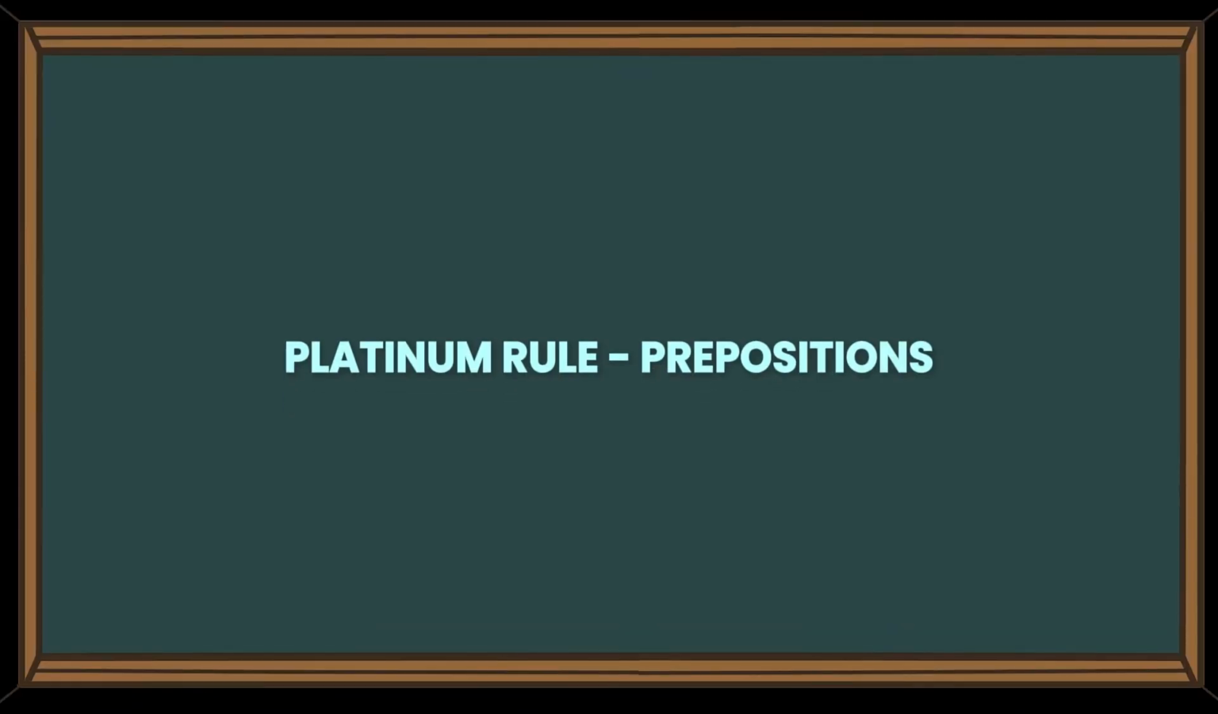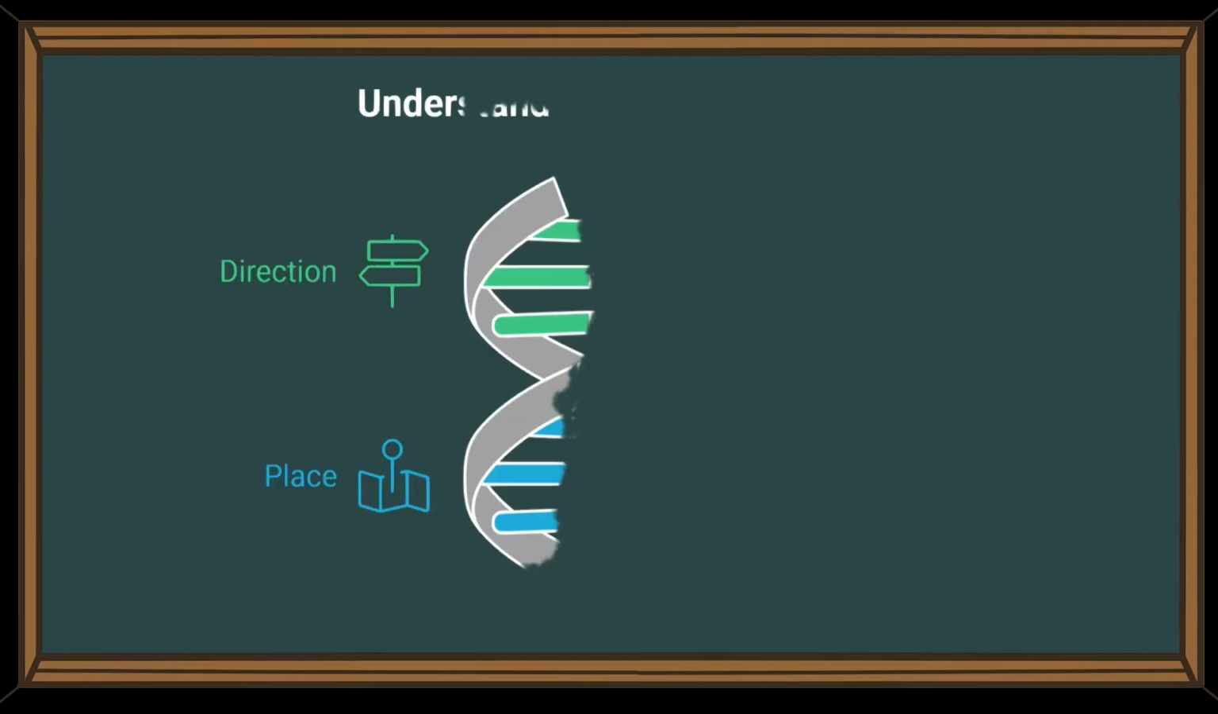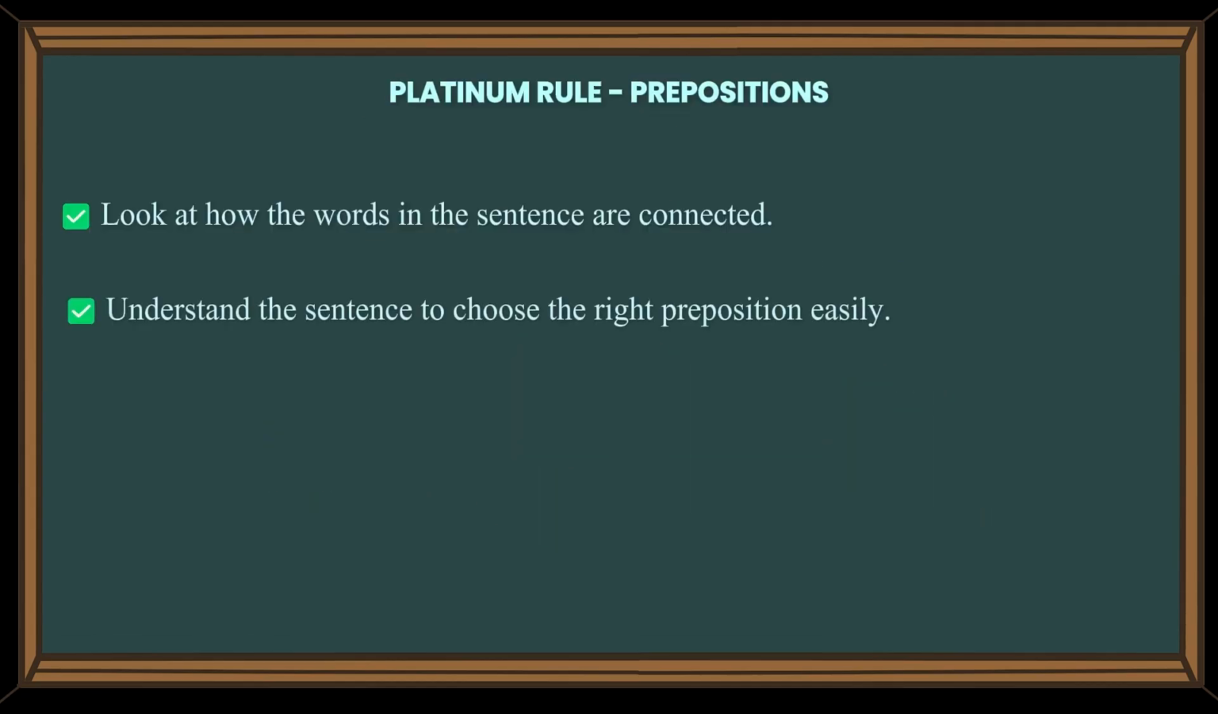The first thing that you need to do is to look at how the words in the sentence are connected. I don't know why some people find this a little difficult, but trust me, it is not that complicated. Prepositions basically help us talk about things like direction, time, place, or how things relate to each other. Once you understand what the sentence is trying to say, choosing the correct preposition becomes super easy.